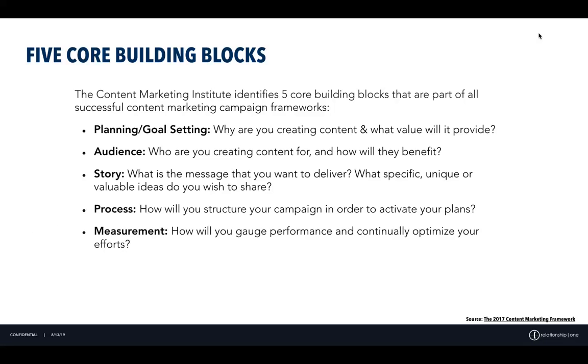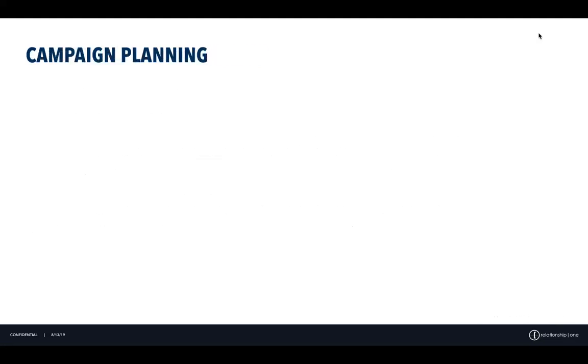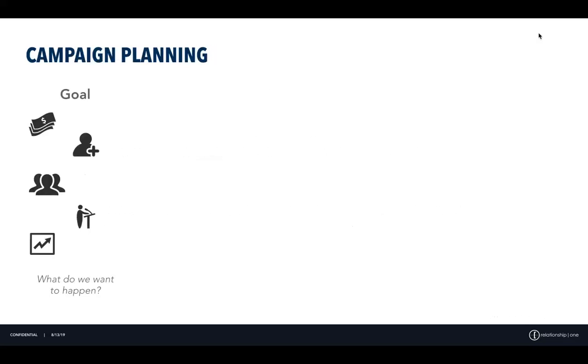So the first phase that we talk about is really the campaign planning phase. And again, it seems really simple, but it's hard to put into practice a lot of times because people kind of get lost along the way. We always start with our goal. What is it that we want to happen?